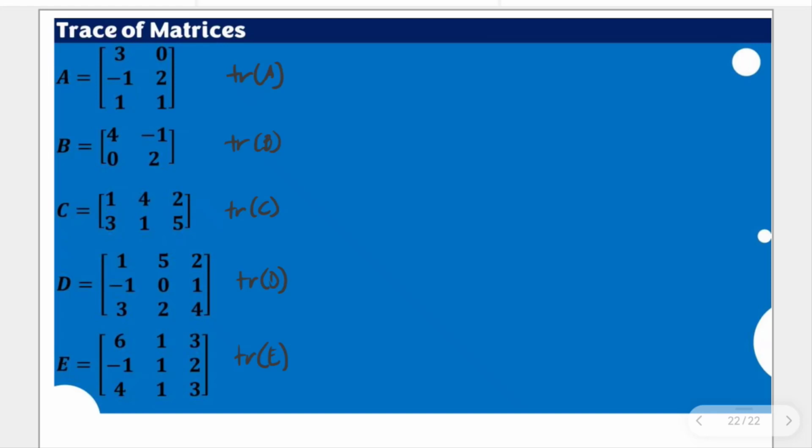We're talking about the trace of A. Since matrix A is a 3 by 2 matrix, this is not a square matrix, so the trace is undefined. This goes as well for your C. Your C is a 2 by 3 matrix. It's not a square matrix. In short, your trace is undefined. But for B, D, and E, we can compute the trace.